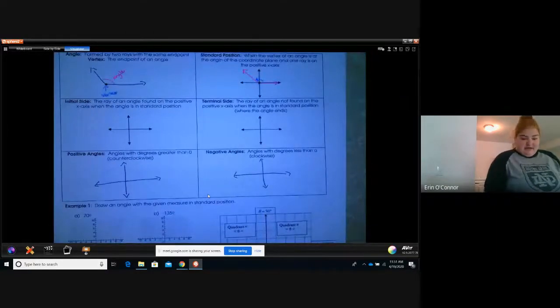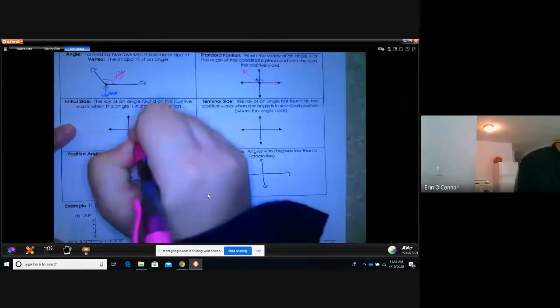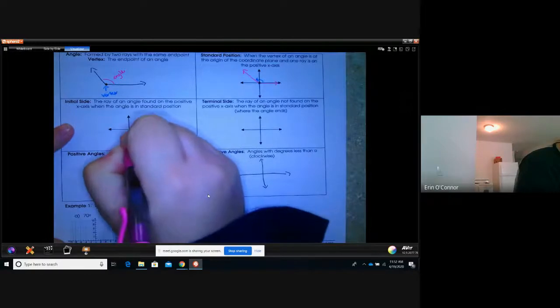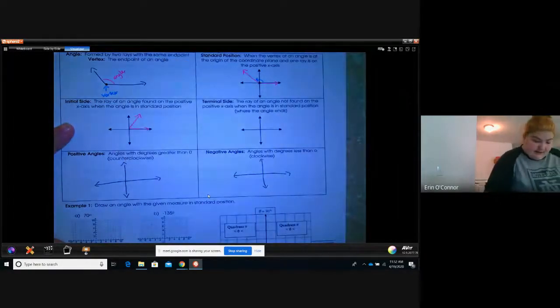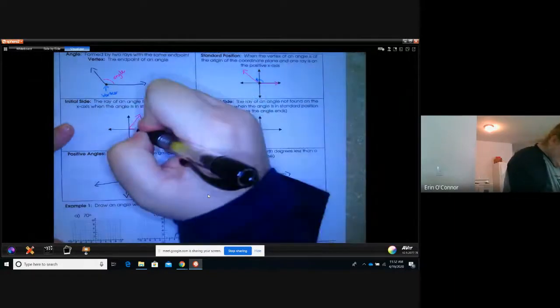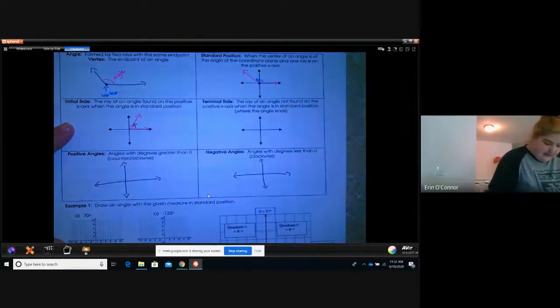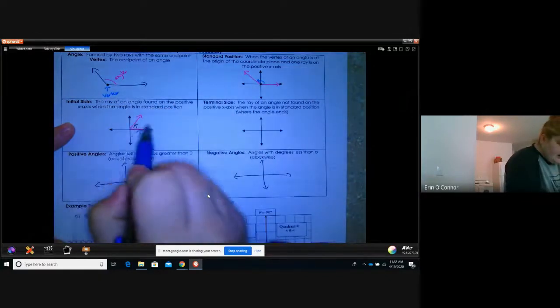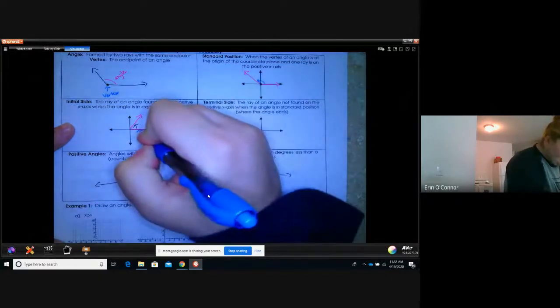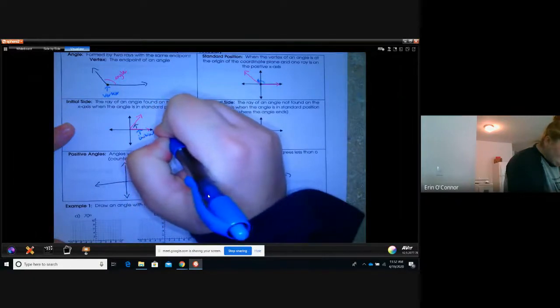Initial side. The initial side of an angle is the ray found on the positive x-axis. So if this is your angle right here, this on the positive x-axis, remember this is your x-axis, this is the positive side, this is your initial side.